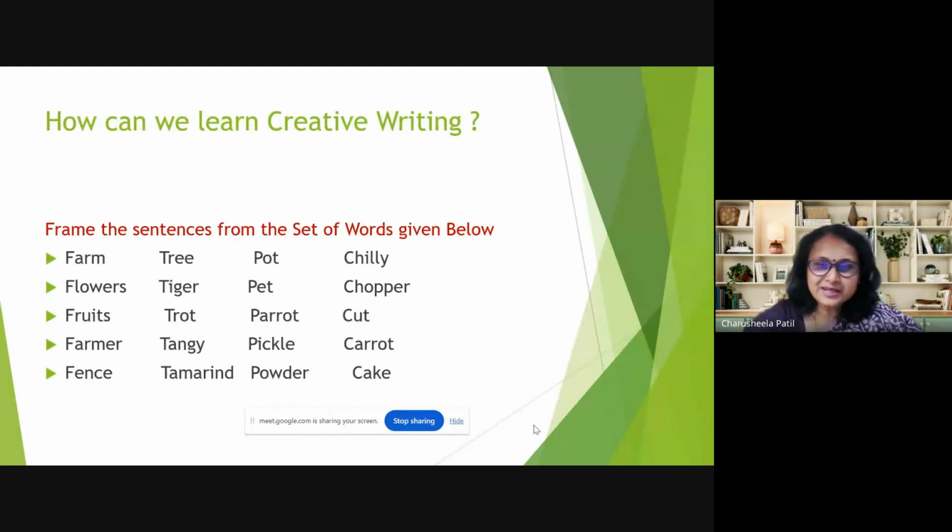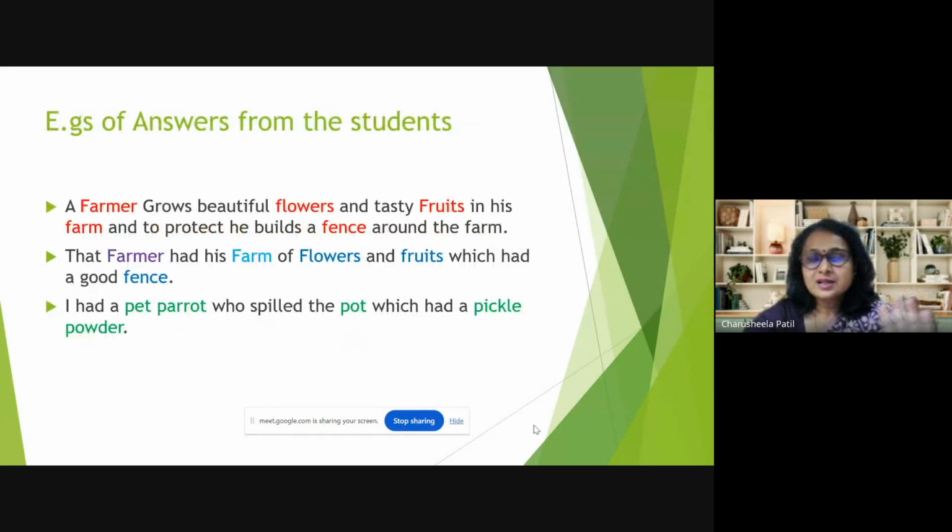all the participants, I request most of the participants, those who can make easy and quick sentences, you can select any of the sets that I have given here, and please try to make at least one sentence out of the set that you have selected. For example, you have selected set number 2: tree, tiger, trot, tangy, tamarind, something like that. Please make a meaningful sentence out of this. Make at least 1 or 2 sentences, whatever set you select.